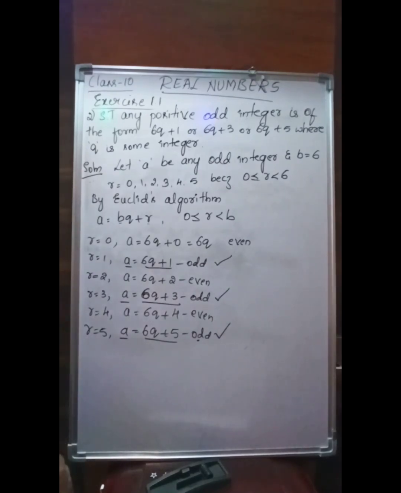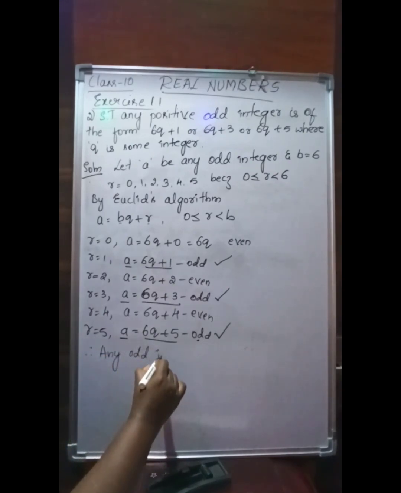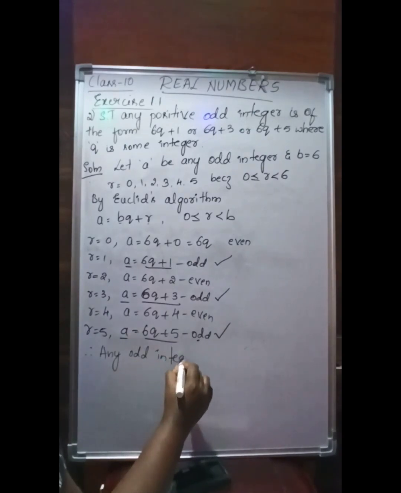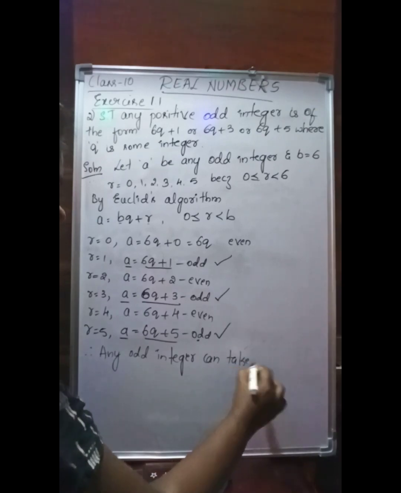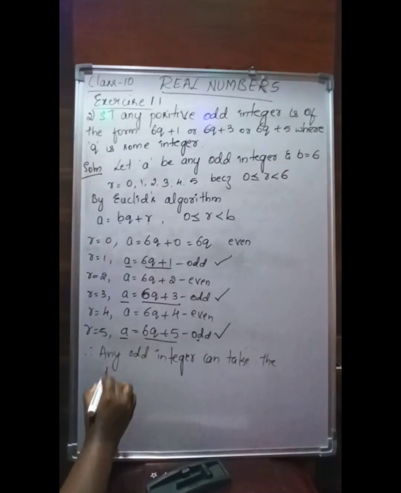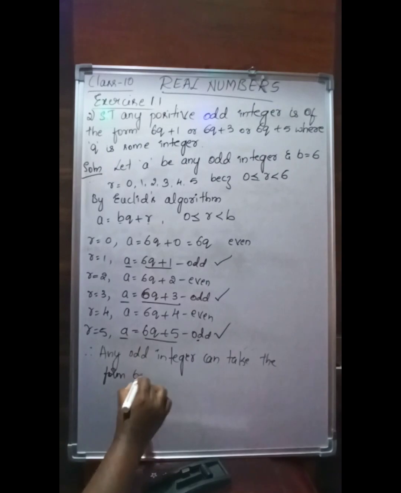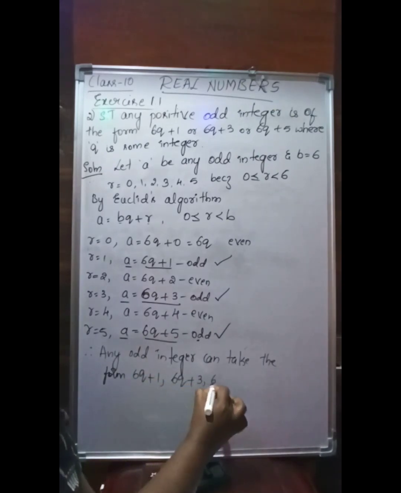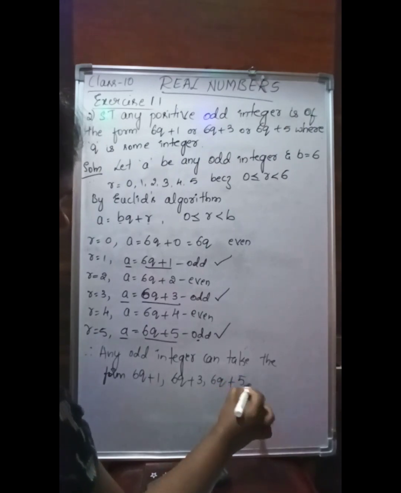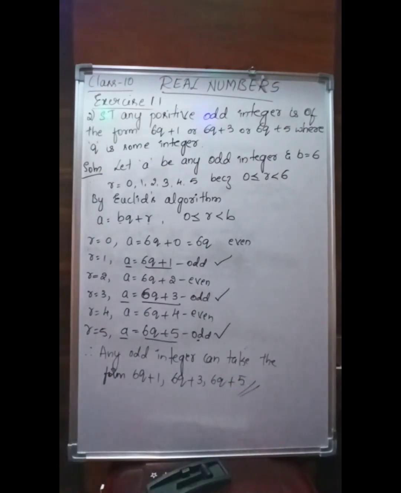So you can write, therefore, any odd integer can take the form 6q plus 1, 6q plus 3, 6q plus 5. Clear? Now let's move to the third one.